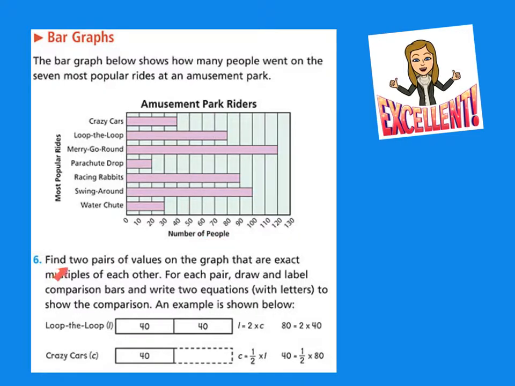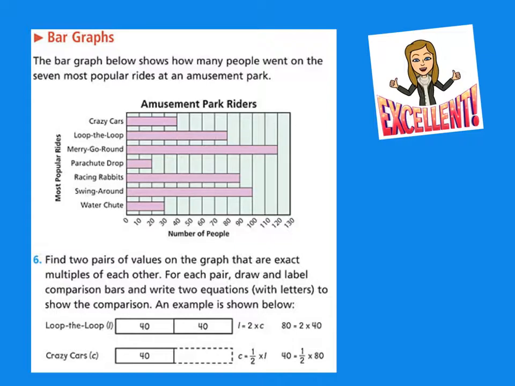The directions say to find 2 pairs of values on the graph that are exact multiples of each other. So that means that you can multiply in order to get the perfect answer. Or if you use division, the factors would work perfectly. No remainders, no decimals. For each pair, draw and label comparison bars and write 2 equations with letters to show the comparison. An example is shown below.